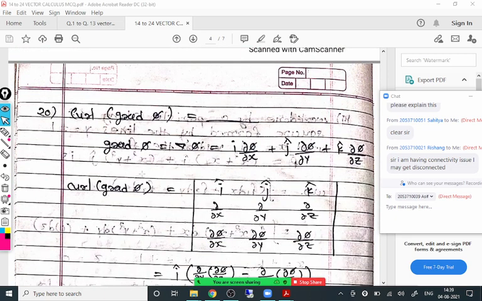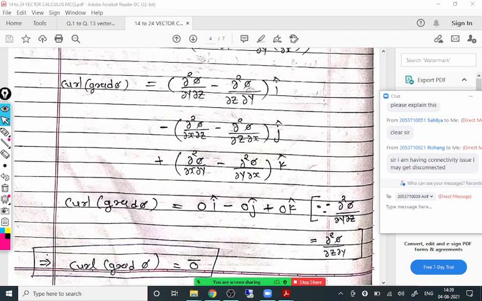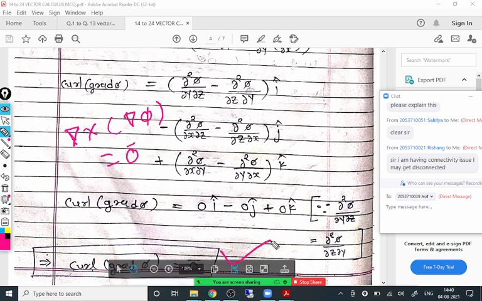20th, curl of grad phi, del cross del phi. The question is to find del cross del phi. Okay, del cross del phi is 0, as you observed. Del cross of del phi is coming as a 0 vector. This is a 0 vector, correct? Good. Just step by step calculation is completed, Neil.